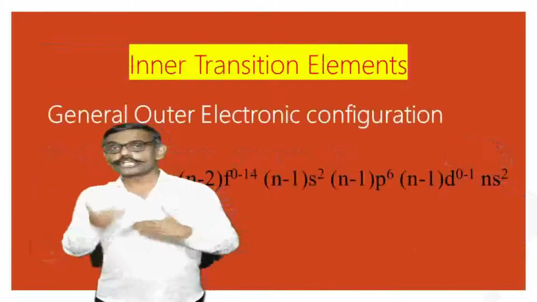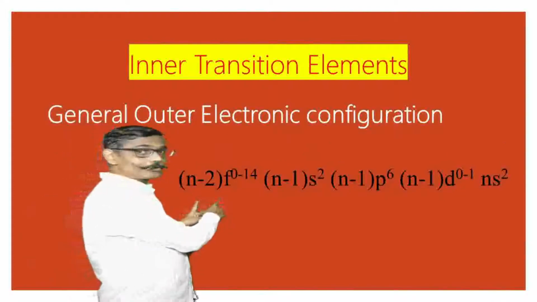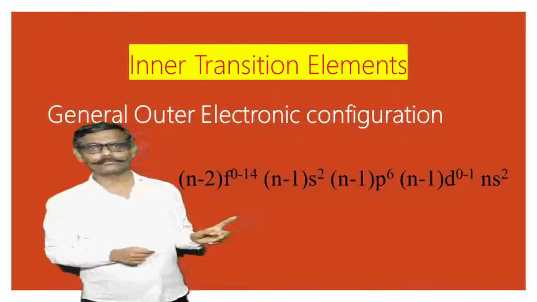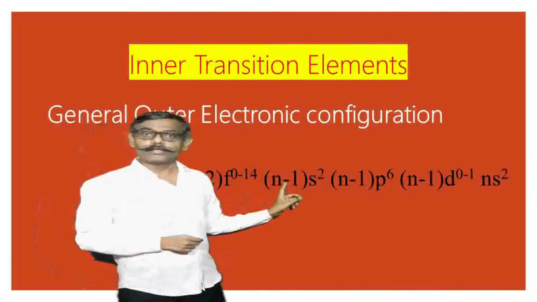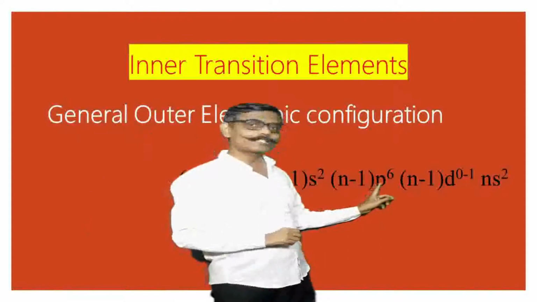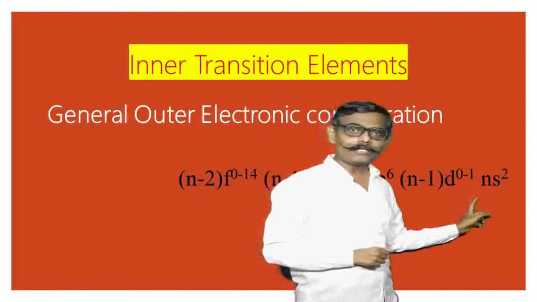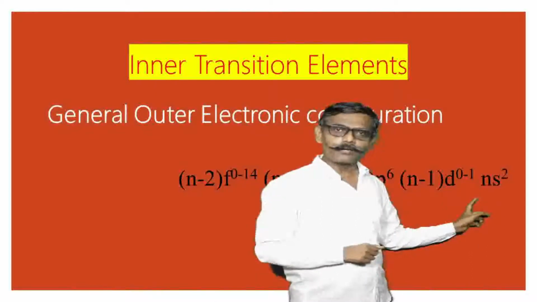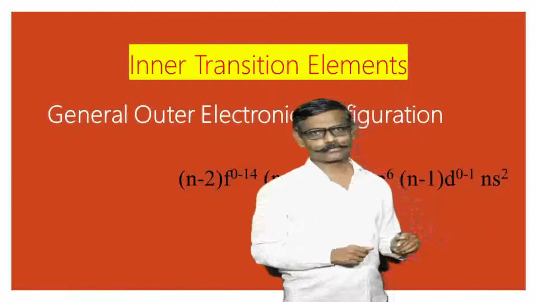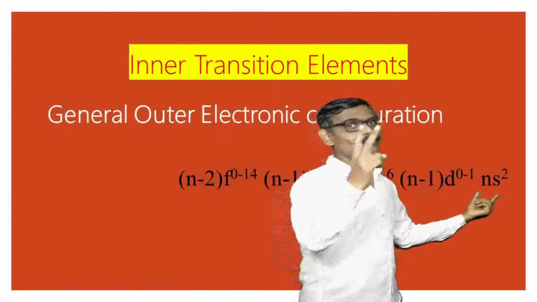Their general outer electronic configuration is (n-2)f with the number of electrons from 0 to 14, then (n-1)s2, (n-1)p6, (n-1)d with 0 to 1 electrons, and lastly ns2.